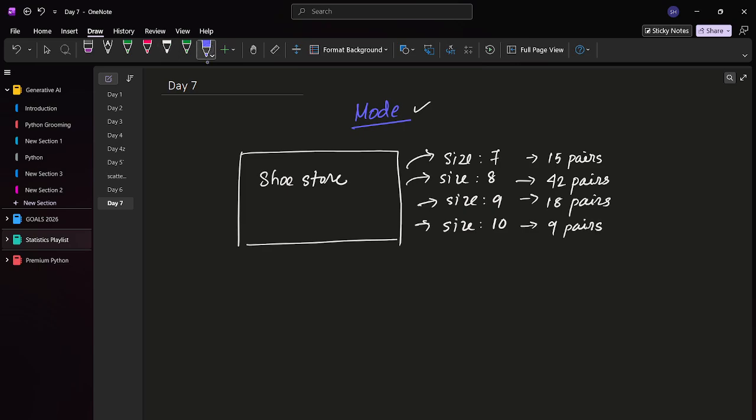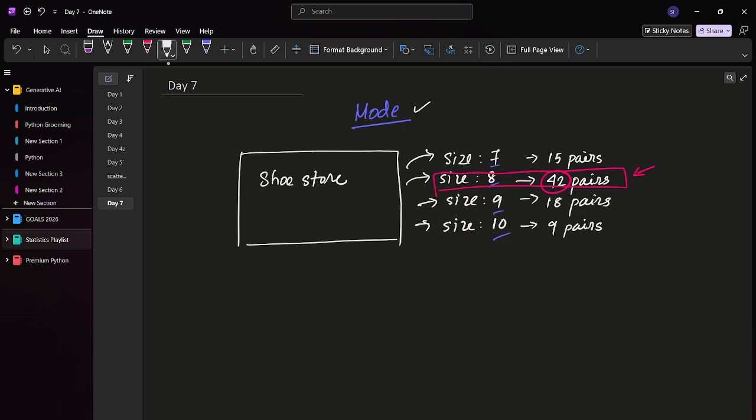Now suppose you want to stock more shoes next month, what would you do? Will you calculate the average shoe size, adding every size and dividing by the number of observations? Obviously, no. What you really care about is which size customers buy the most. Here, 42 pairs, mostly customers are purchasing size 8. So this size 8 is the central tendency here.